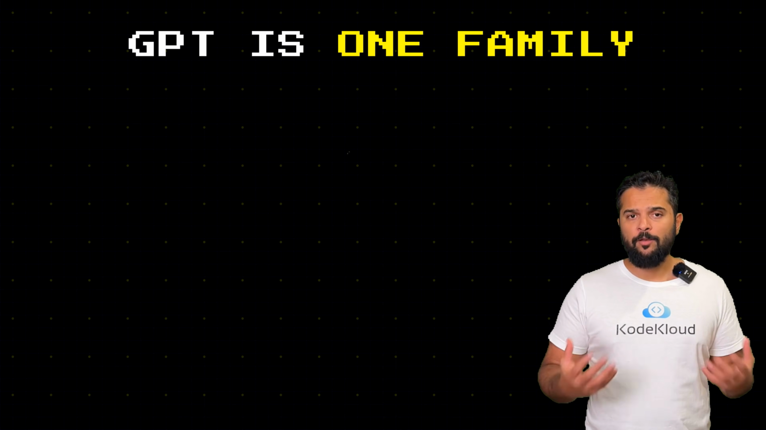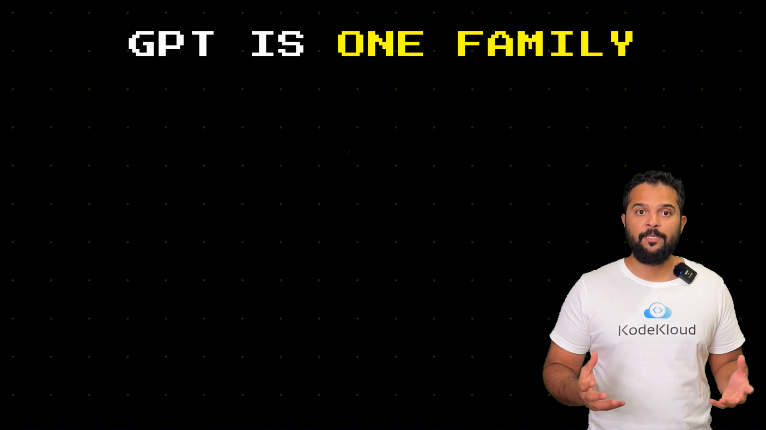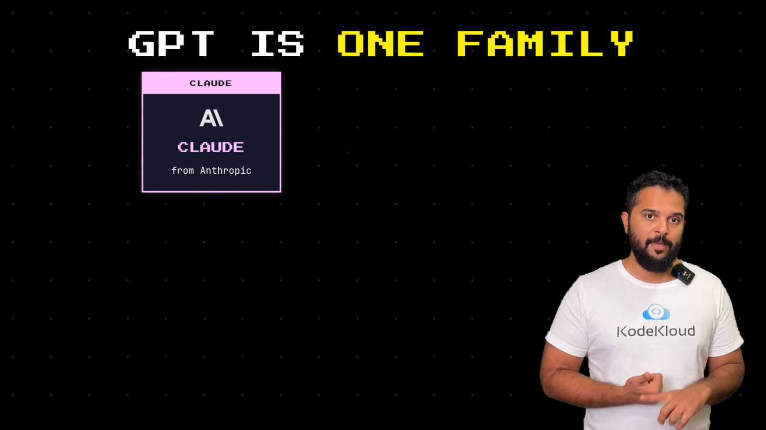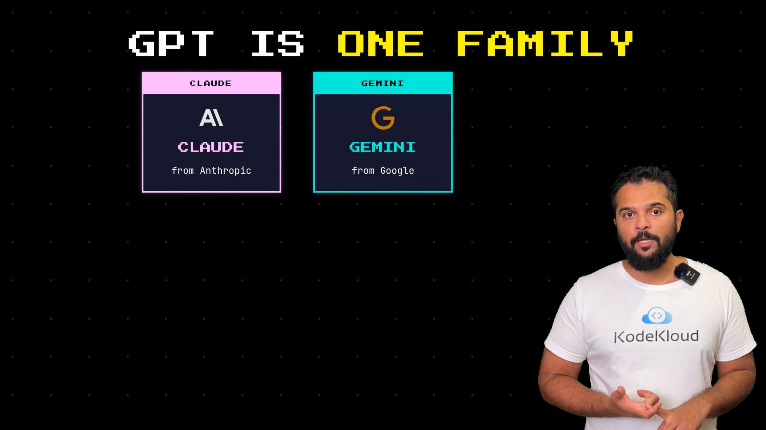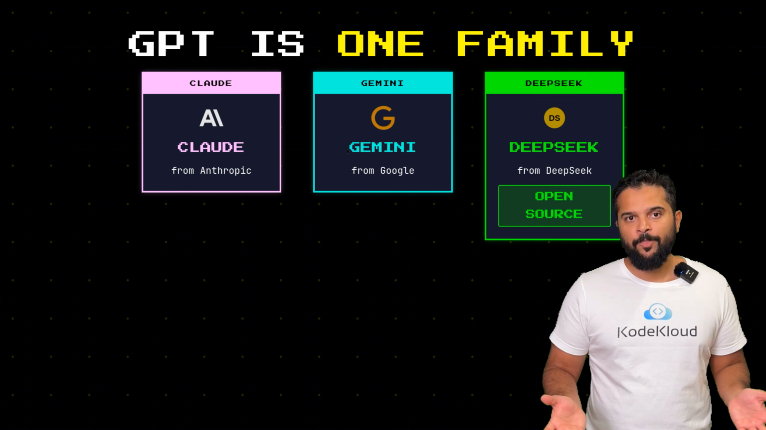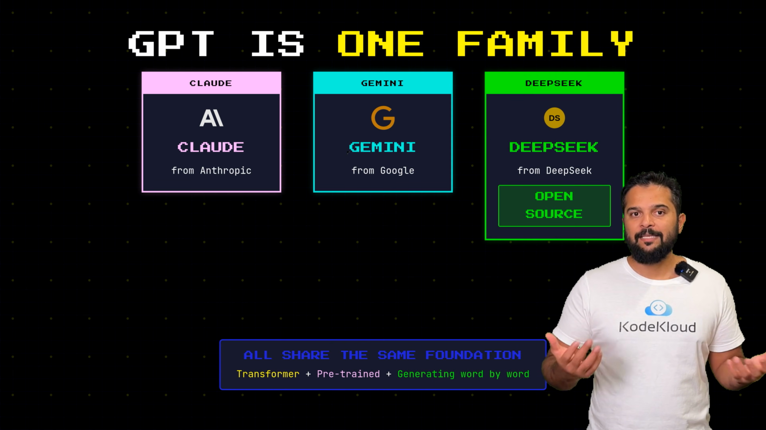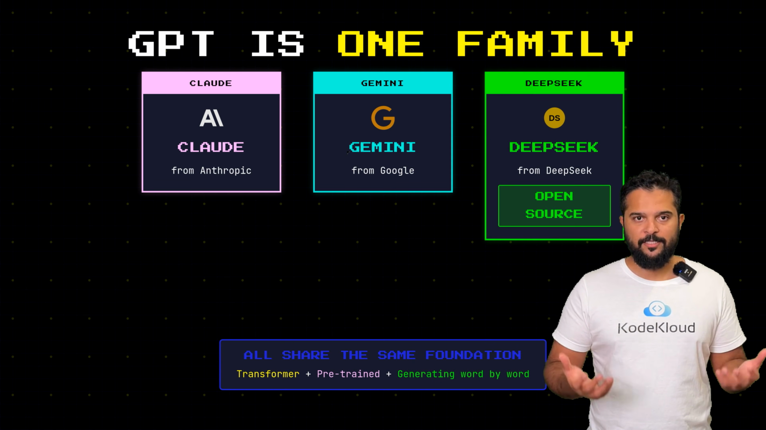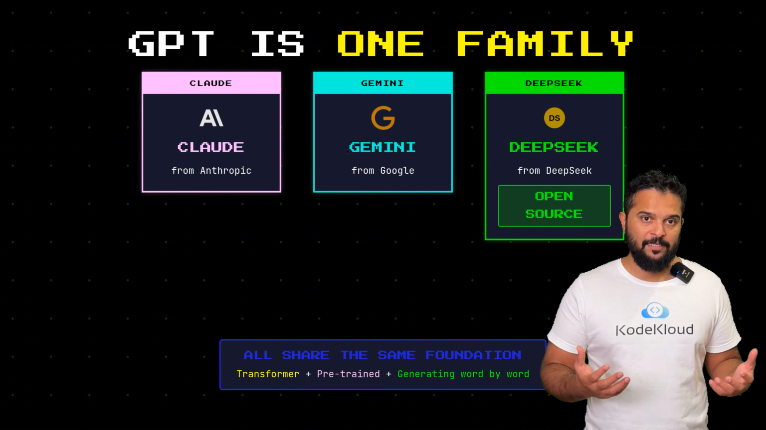And GPT is just one family of LLMs. Other companies have built their own. Claude from Anthropic, Gemini from Google, and Llama from Meta, which is open source, meaning anyone can use it. They all share the same basic idea: transformer architecture, pre-trained on text, generating responses word by word.